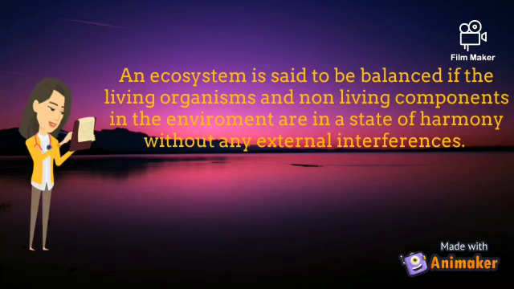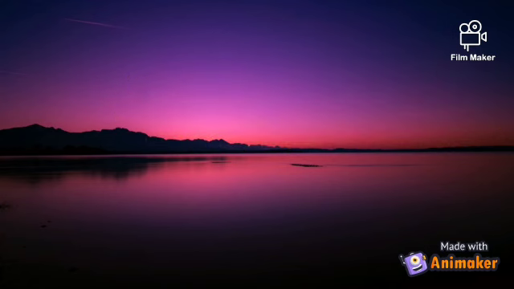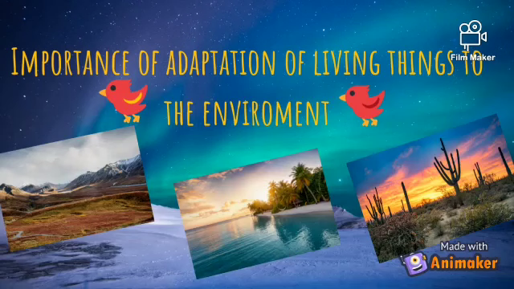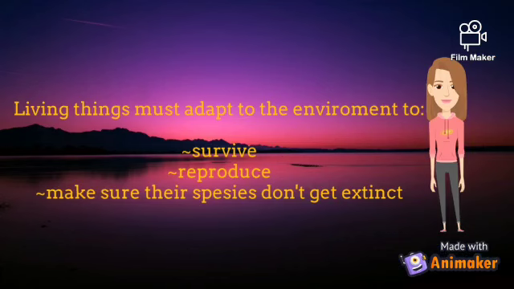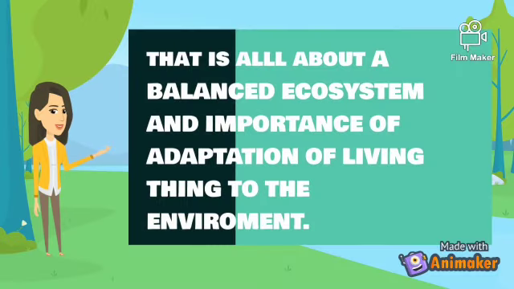An ecosystem is said to be balanced if the living organisms and non-living components in the environment are in a state of harmony without any external interference. Living things must adapt to the environment to survive, reproduce, and make sure their species don't get extinct. That is all about a balanced ecosystem and the importance of adaptation of living things to the environment.